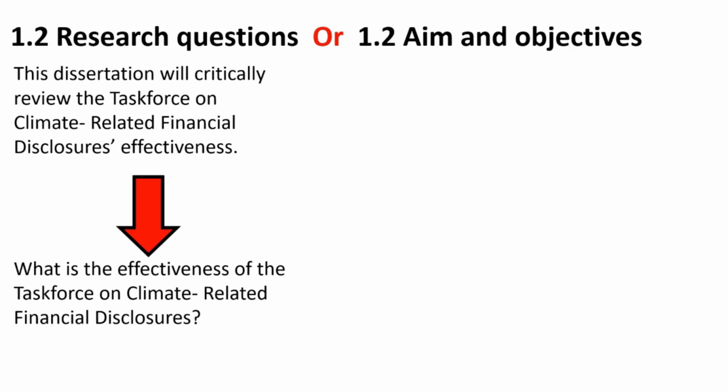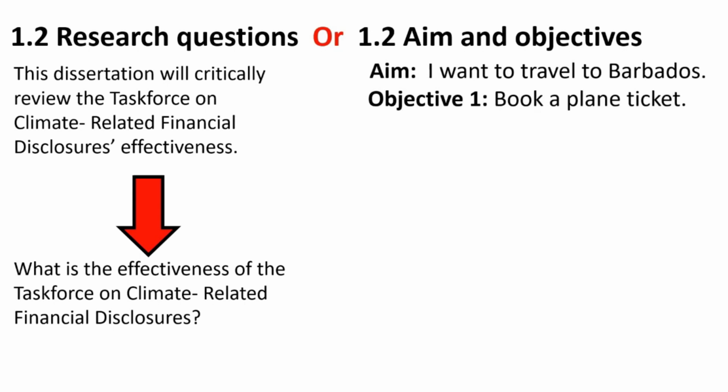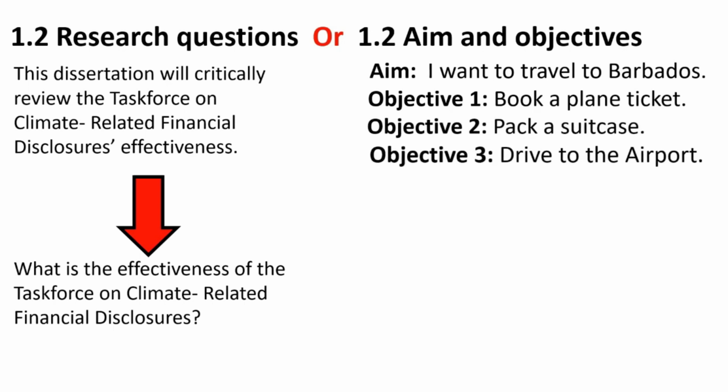So an aim is your central mission, central goal of your assignment. So an aim is the central mission or central goal or central task of your dissertation. And your objectives are the steps to fulfill that aim. So for instance, if my aim is to go to Barbados, that's my central aim. The objectives are the steps I need to take in order to get there. So I need to book my plane ticket. I need to pack a suitcase and I need to drive to the airport. So the objectives are steps to get to that central aim.